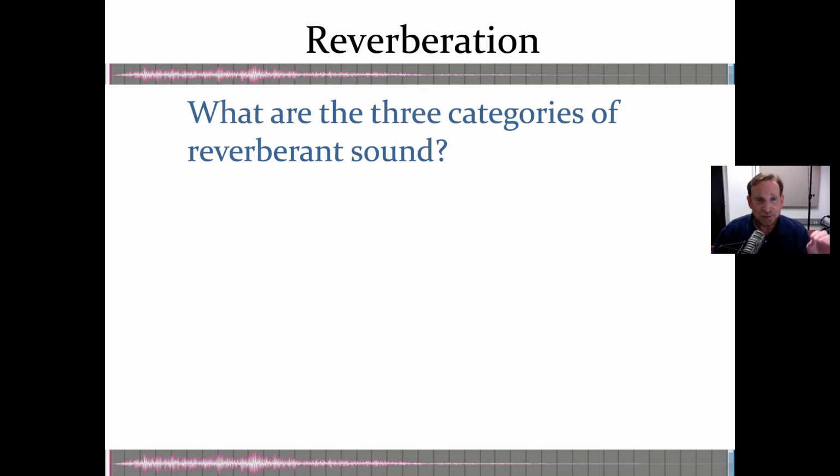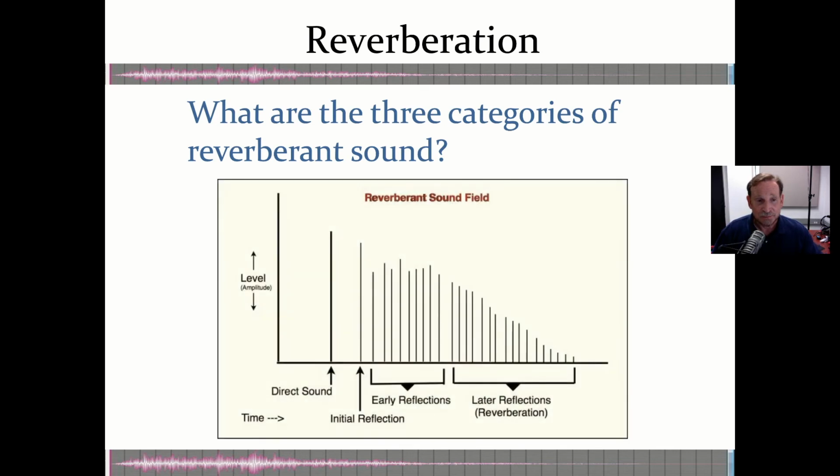So when we think about reverberation, there are three categories of sound that we group the reverberation into. The first one is the direct sound. So the direct sound would be the sound that gets to your ears without going through any other things, not bouncing off any other surfaces. It just gets there fastest and most directly.